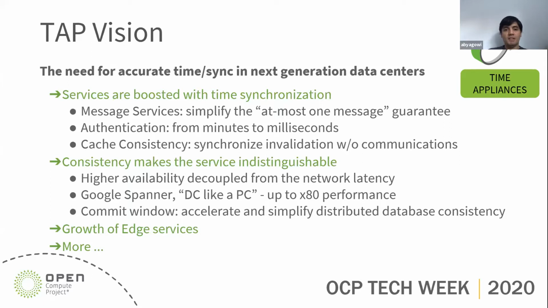So we started with looking at services that can get this boost from synchronicity. And we realized, for example, message services can get simplified to an at-most-once scheme to guarantee that on a distributed basis, things can flow smoothly. The authentication can go from, let's say, minutes to milliseconds, if not microseconds, based on accurate time, if you have accurate time distributed across the network. Cache consistency, which comes from synchronized invalidation versus communication.